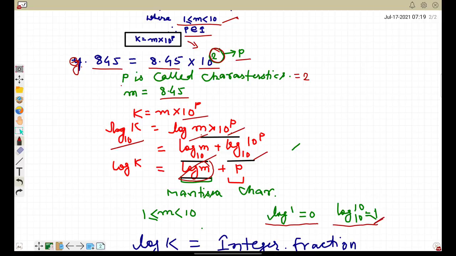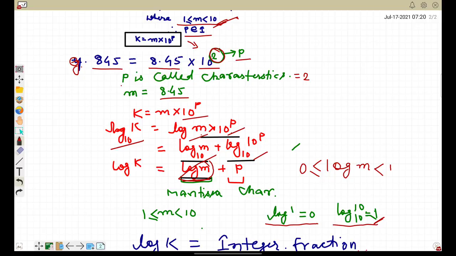Okay, but this value m is not exactly equal to 10, so this complete value log m should always lie between, you can check here, if m lies between 1 and 10, then log m should be greater than or equal to 0, but always less than 1, we can say. So log m lies between 0 and 1.